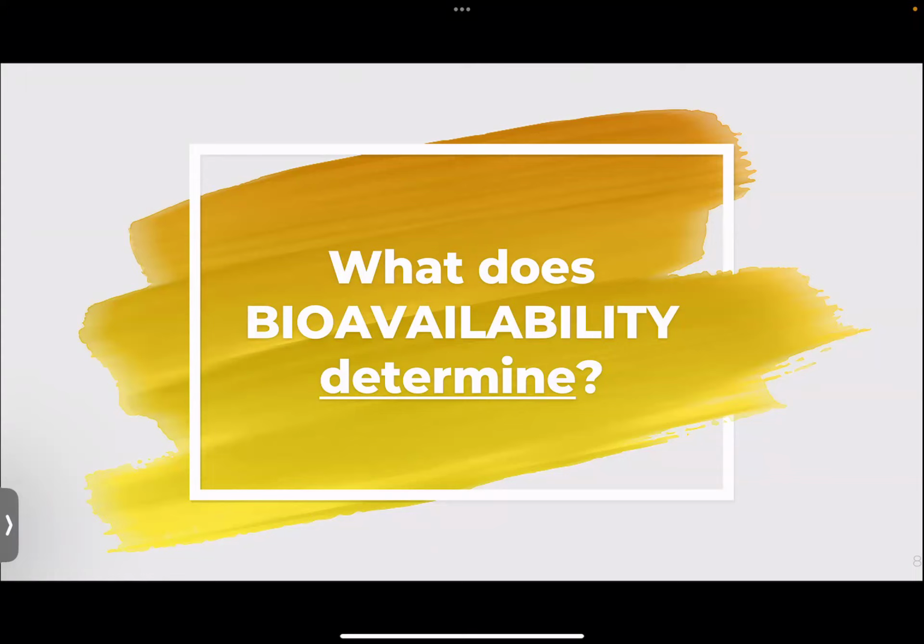right? Will it change half-life if there's a change in bioavailability? No, that's right. It will not. What determines half-life?